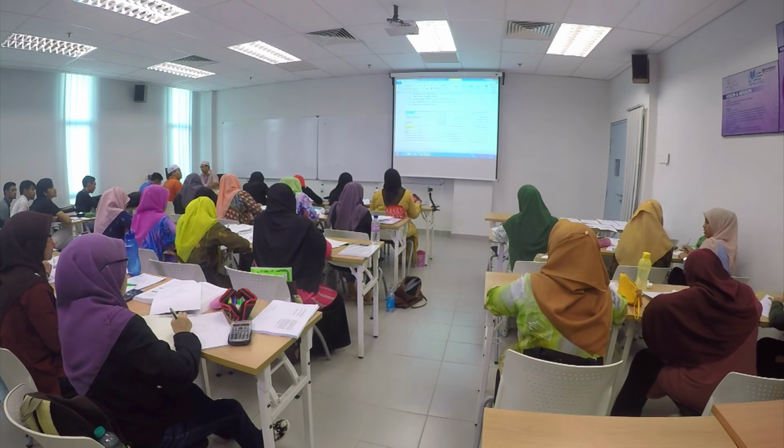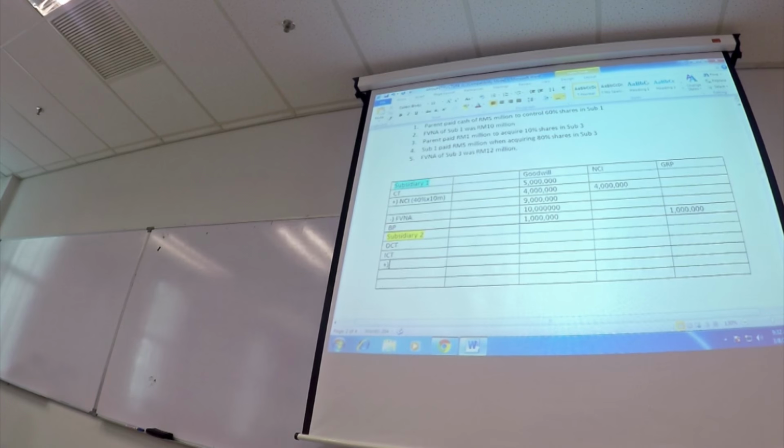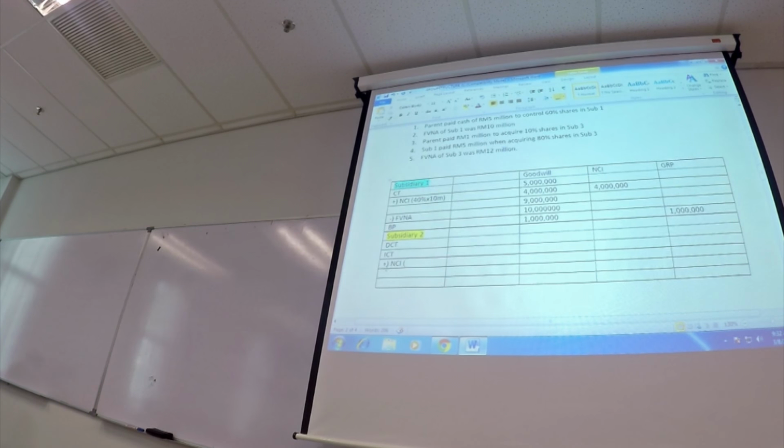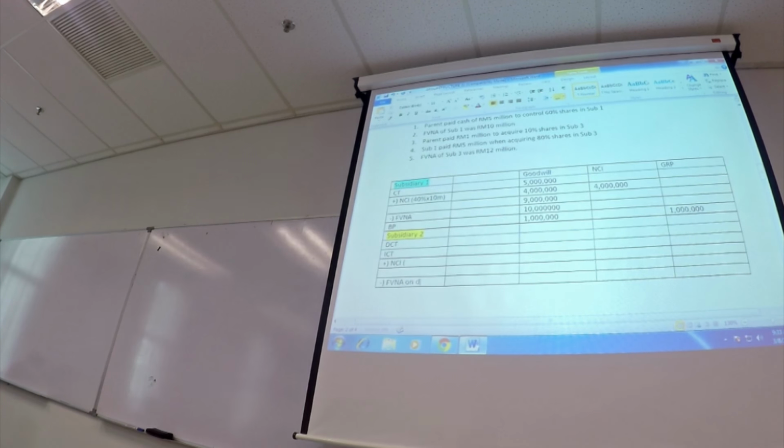You will plus your NCI, and then you will minus the fair value of net asset on date of acquisition. Okay, this is the formula. So in this column, you'll see that you have 2 consideration transferred. One is direct, one is indirect.